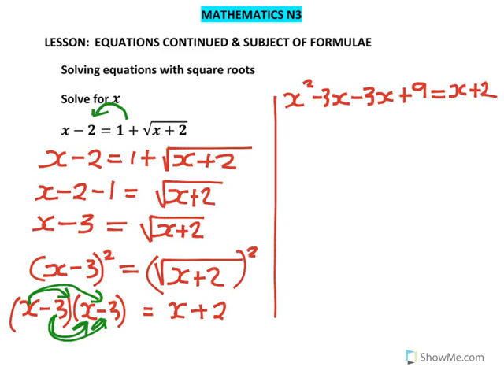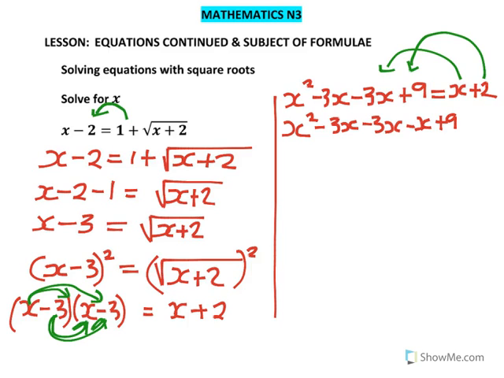Moving on, if you collect like terms, you will have x squared minus 3x minus 3x. This x will jump the sign to become also minus x plus 9. The 2 will also jump the sign to become minus 2 equal to 0. So what are you going to have now? You are going to have x squared, minus 3x minus 3x minus x is minus 7x, plus 9 minus 2 is 7, is equal to 0.